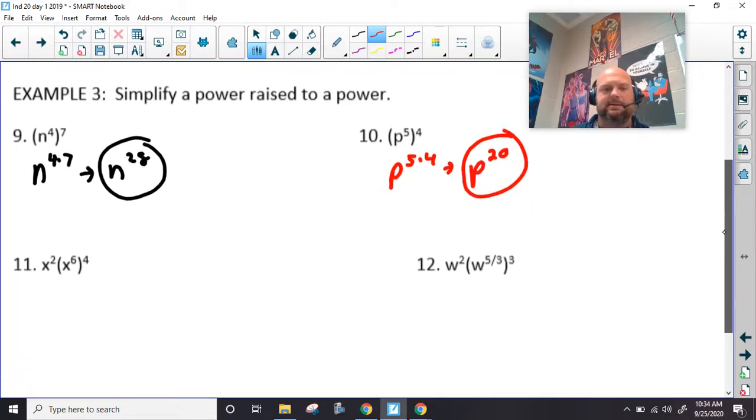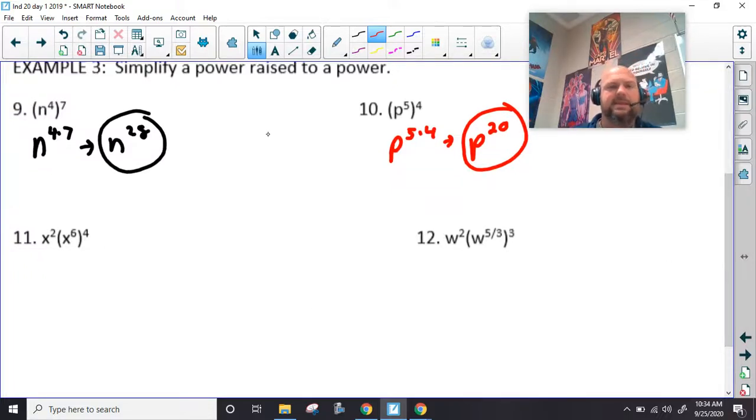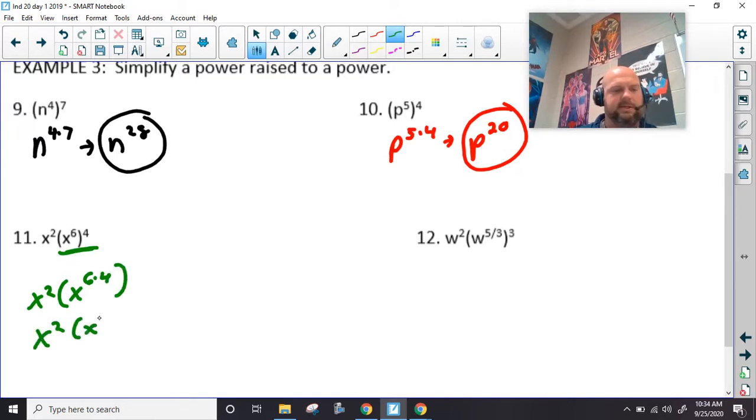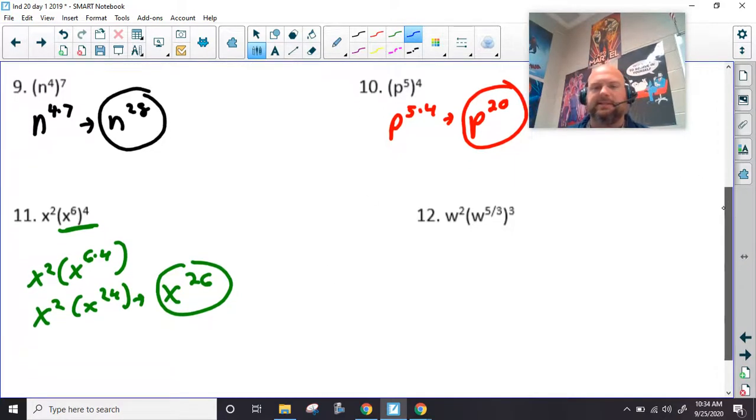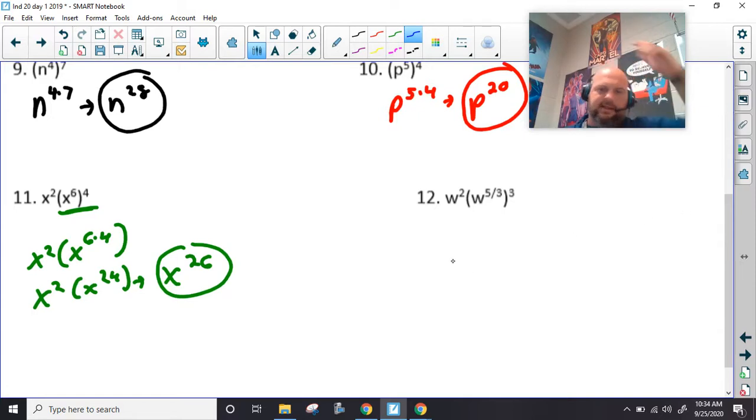Now when you get to here, I'll do this part first. Let's just tag along this x squared. So this is x to the 6 times 4, x to the 24. Then when we add these, this is x to the 26, not x to the 48. Remember, power to power, you multiply. When you have the same base, you add them. I know it gets a little tricky. There are lots of rules.